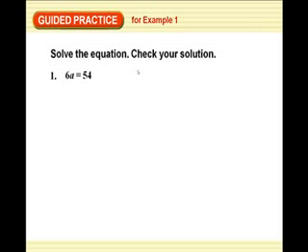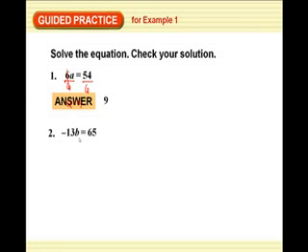So 6 times a equals 54. So the opposite of timesing by 6 would be to divide by 6, and I have to do that to both sides. The 6's cancel out, and a equals 9. Well, 6 times 9 is 54.